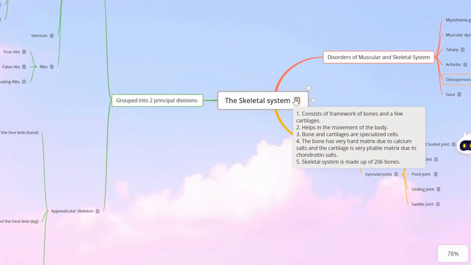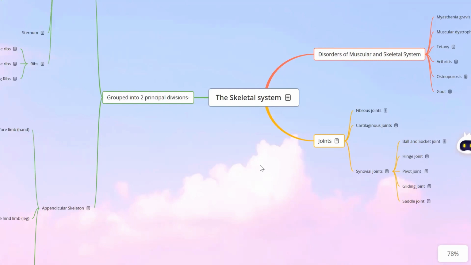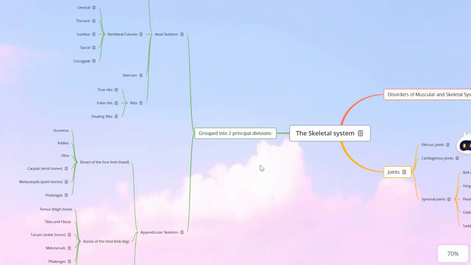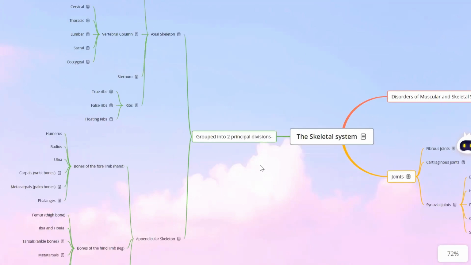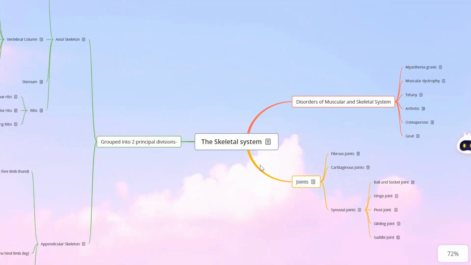The skeletal system is made up of 206 bones in the adult body, while in a baby's body it is 300 bones in total. Now, the skeletal system is divided into three subtopics. It is grouped into two principal divisions, that is, the axial skeleton and the appendicular skeleton, and then the disorders of the muscular and skeletal system, then we have the joints. So these three subtopics come under the skeletal system.